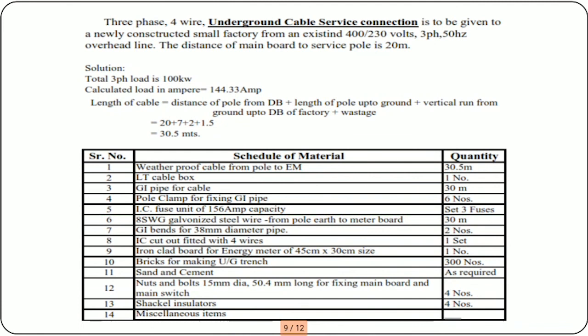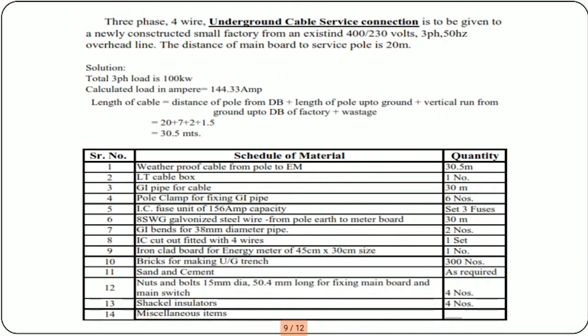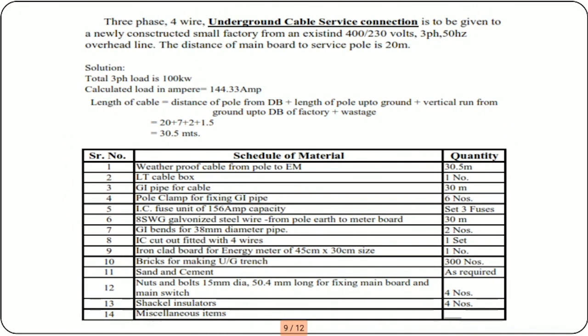So what is the schedule of material? For this installation we need weatherproof cable from pole to energy meter, which is 30.5 meter distance. Then LT cable box, 1. Then GI pipe for the cable, 30 meter. Then we need pole clamps for fixing the GI pipe, 6 numbers. Then an IC fuse unit of 156 ampere capacity, set of 3 fuses, and 8 SWG galvanized steel wire from pole to meter board, 30 meter.